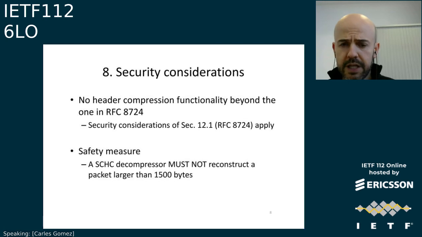So we also have some initial content in the security considerations section, because the document does not define header compression functionality beyond the one in RFC 8724. We state that the security considerations of the corresponding section 12.1 from the basic specification apply. And also we add that as a safety measure, a SCHC decompressor must not reconstruct a packet larger than 1500 bytes, to avoid some type of attack which might want to overload the resources of the receiver, the decompressor.